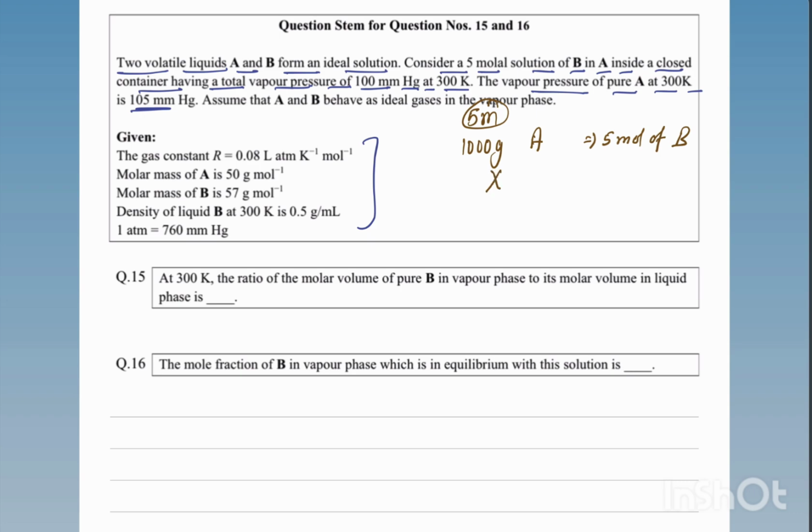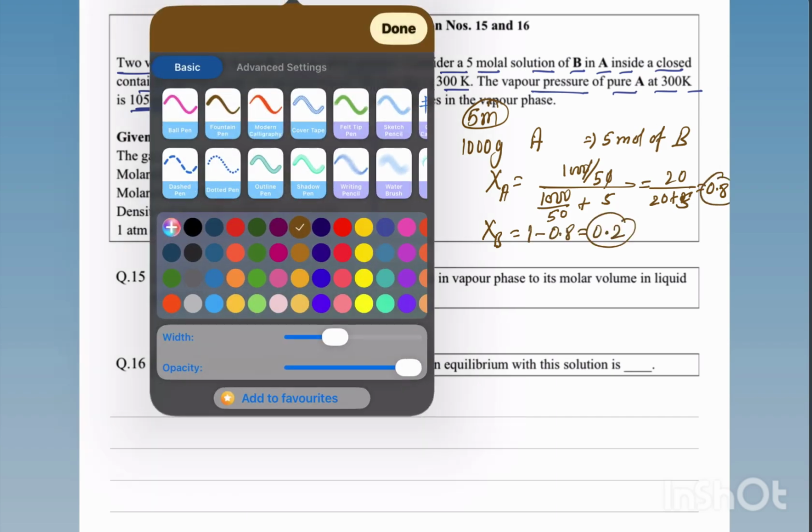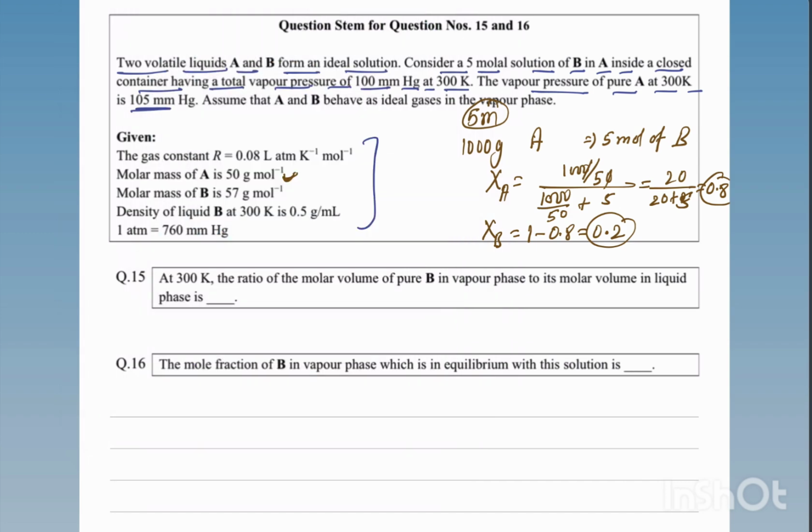Now from here we can calculate the mole fraction of A. Mole fraction of A will be equal to 1000 divided by the molar mass given for A, which is 1000 by 50, divided by 1000 by 50 plus 5 moles. So this will be 20 by 20 plus 5, which is equal to 0.8, and the mole fraction of B will be 1 minus 0.8, which is 0.2. We have both mole fractions, and these mole fractions are in the solution phase, that is chi A and chi B.